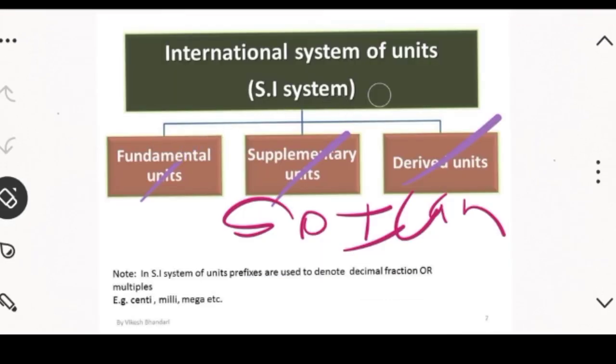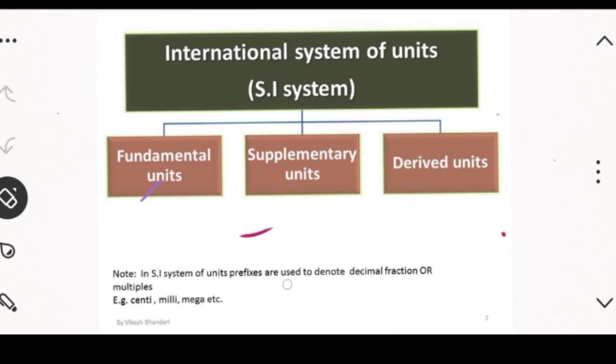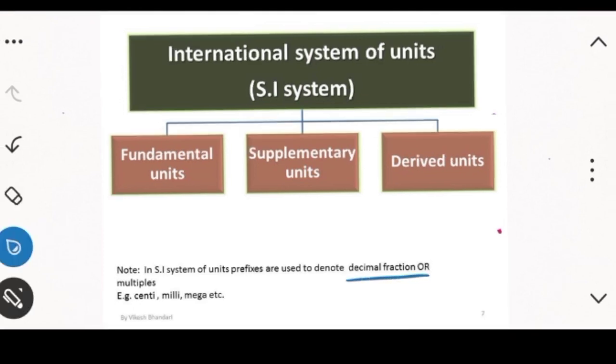International standards of unit. We will be discussing the SI system and its classification. In the SI system, it is further divided into fundamental units, supplementary units, as well as derived units. In the SI system of units, to denote decimal fractions as well as multiples, we are going to use prefixes, in the SI system only.